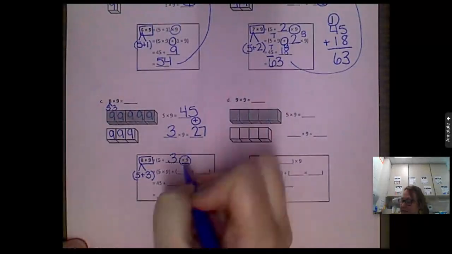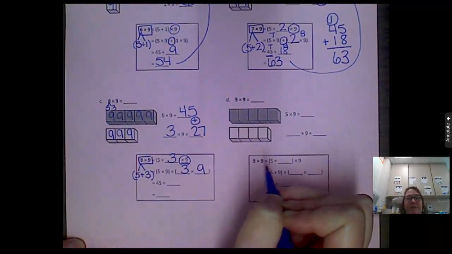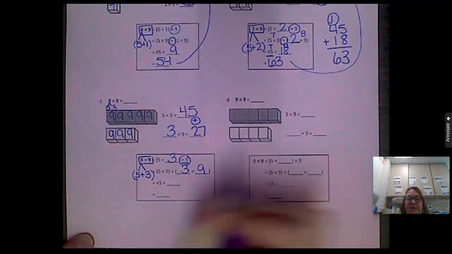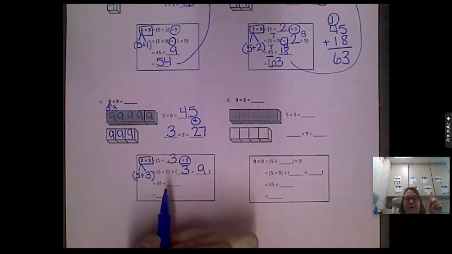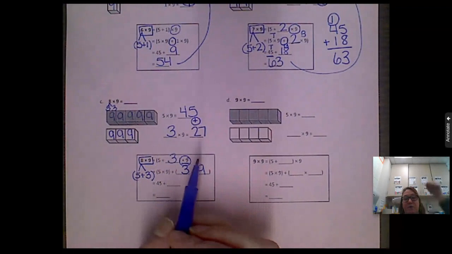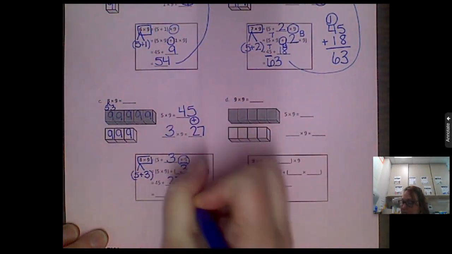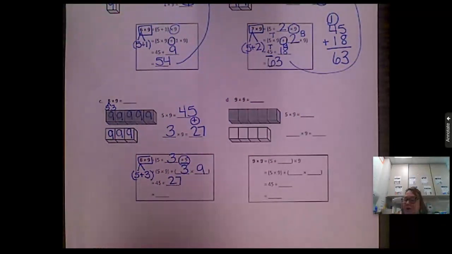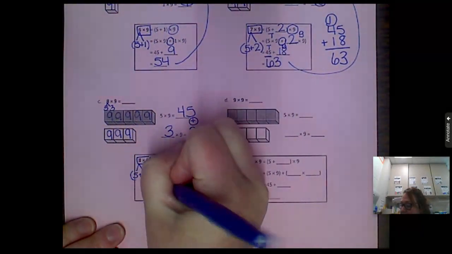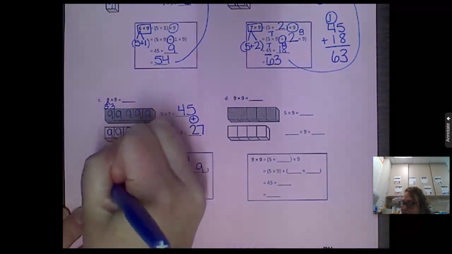3 times 9. Good, because we're looking at that bottom and we have 3 times 9. And so we have 45, which is our total from the top, plus what goes in that blank? 27, right? Because that was a total from the bottom. And then what do I do with those two parts? I add them together. So I'm just going to circle that plus sign to really emphasize. And then I'm going to write it out so I can make sure that I'm accurate.